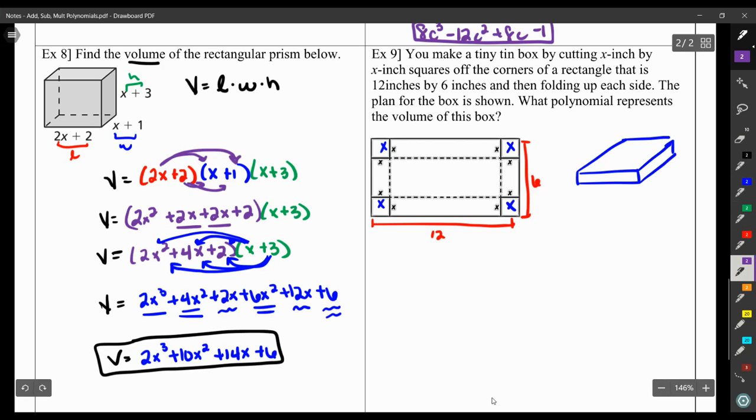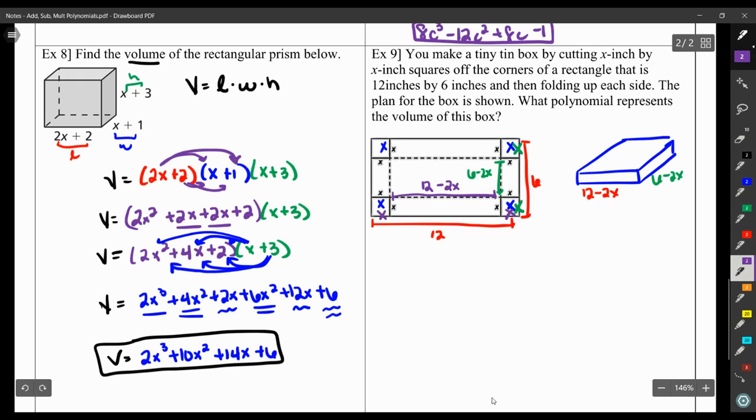And so we need to figure out what these sides are. This here on the inside, the base of my box, is going to be 12 minus the 2 x's that I'm cutting off, because I'm going to cut this piece off and this piece off. On the other side, similarly, this is going to be 6 minus 2x, because again you're cutting off this piece here and this piece here. So the dimensions of the box so far are 12 minus 2x and 6 minus 2x as the length and the width of the box.